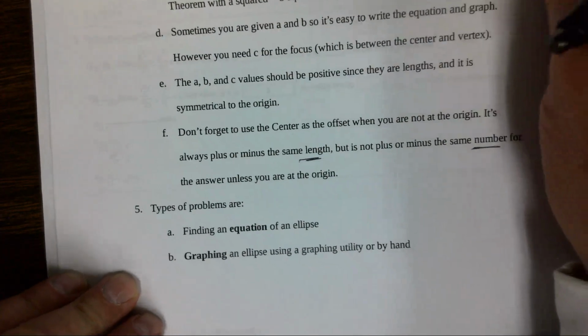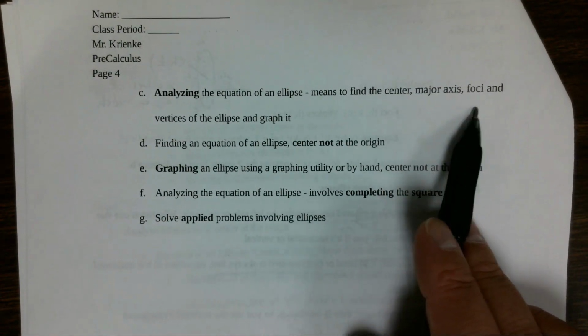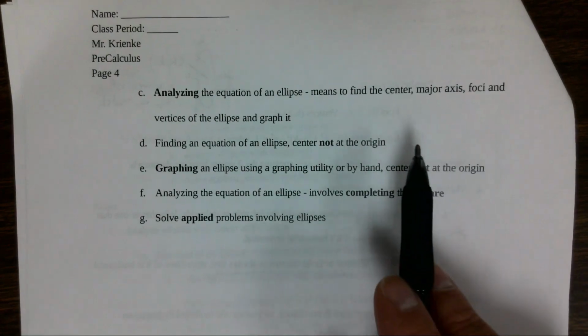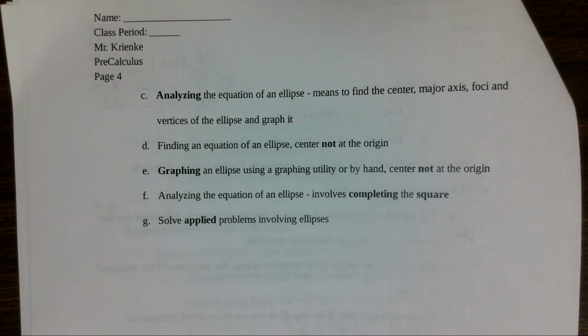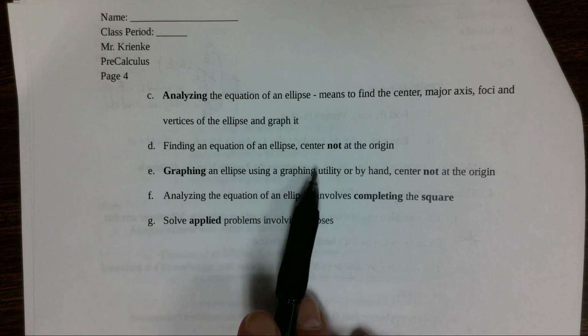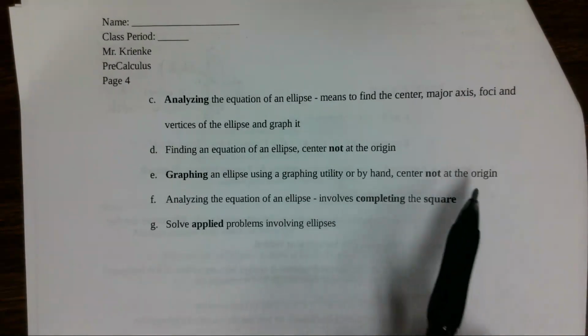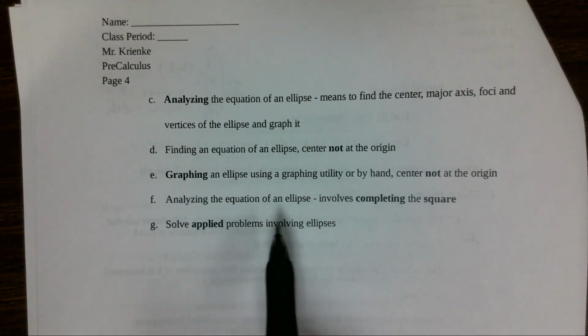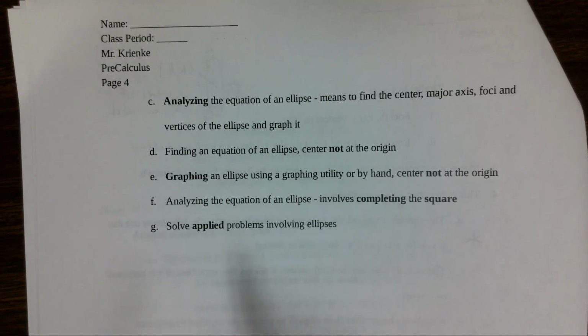And then your types of problems are finding an equation, graphing by hand or with the calculator, and analyzing the equation, which means find your center, major axis, foci, vertices, and graph it. So lots of parts to the analyzing. Finding an equation when the center's not at the origin. Graphing by hand or utility when it's not at the origin. Analyzing, which was harder, involving completing the square, and solving a lot of applied problems.